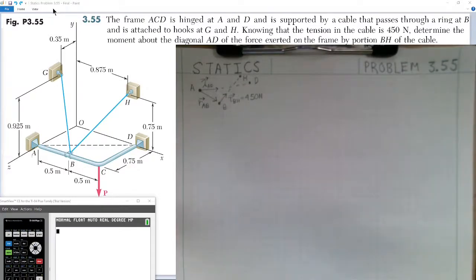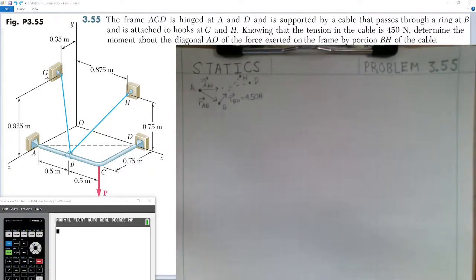So number 55 says, the frame ACD is hinged at A and D and is supported by a cable that passes through a ring at B and is attached to hooks at G and H. Knowing that the tension in the cable is 450 newtons, determine the moment about the diagonal AD of the force exerted on the frame by portion BH of the cable.